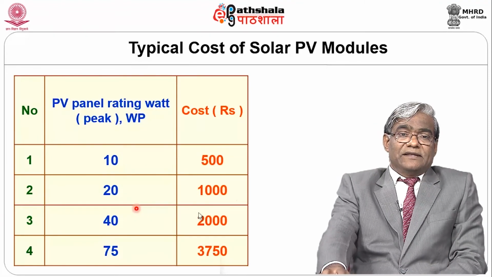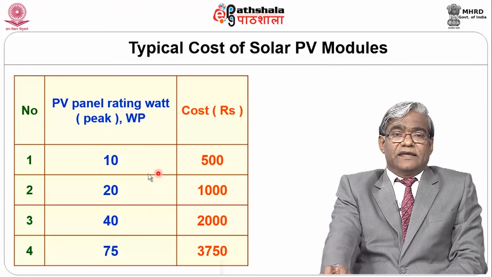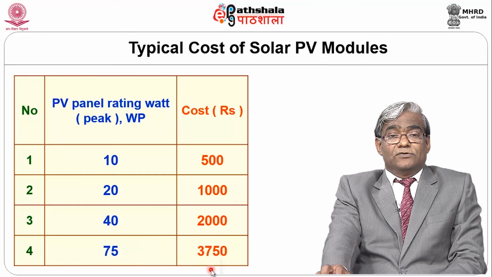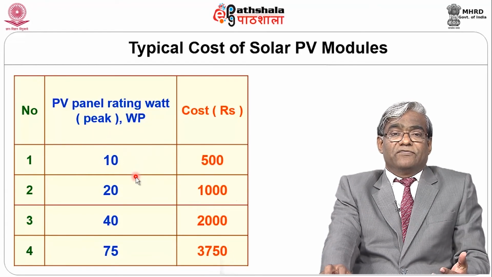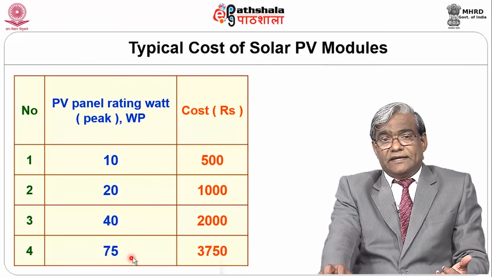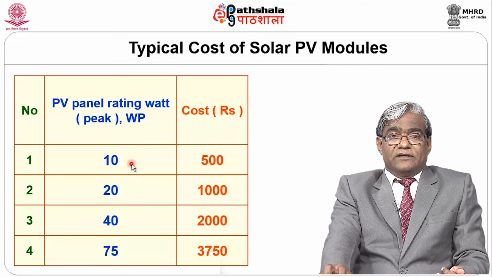Here the PV panel rating is given. Say a 10 watt panel is about 500 rupees, a 20 watt panel about 1000 rupees, a 40 watt panel about 2000 rupees, and a 75 watt panel is 3750. Normally the solar PV panel is in the order of 10 watt, 20 watt, 40 watt, 75 watt, 100 watt, like that. The cost varies from 10 watt to 75 watt, and when the wattage increases, the cost will also increase. And per watt it is about 50 rupees.